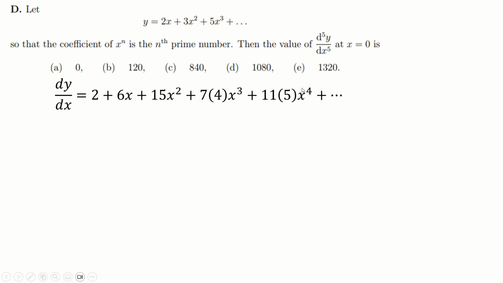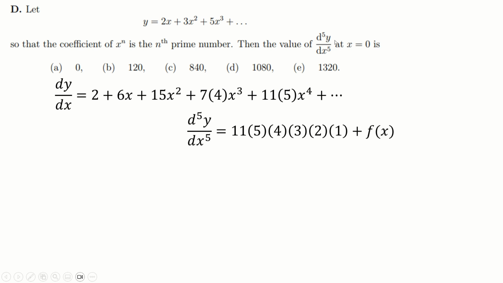And that's after deriving by doing 11 times 5, bring the 4 down times 4, bring the 3 down times 2, times 1, and so on. And so after you derive 5 times, you're just going to have this number, plus some function of x that has no constant in it. So when you put 0 in, this just goes away, and you're just left with this.